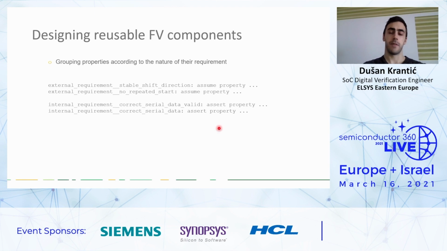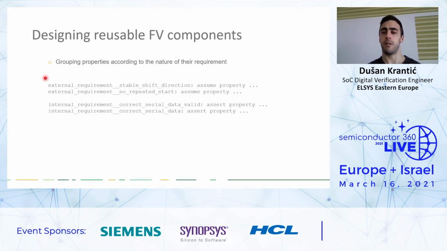Okay, so logical question now is, why are we doing this? I mean, why do we need to group them like this? So the answer is, if we want to make this block reusable, these two external requirements, for example, on IP level, will have to be made assumptions because there is no external logic which will ensure that this is correct. So we have to instruct the formal tool to assume that it is correct.